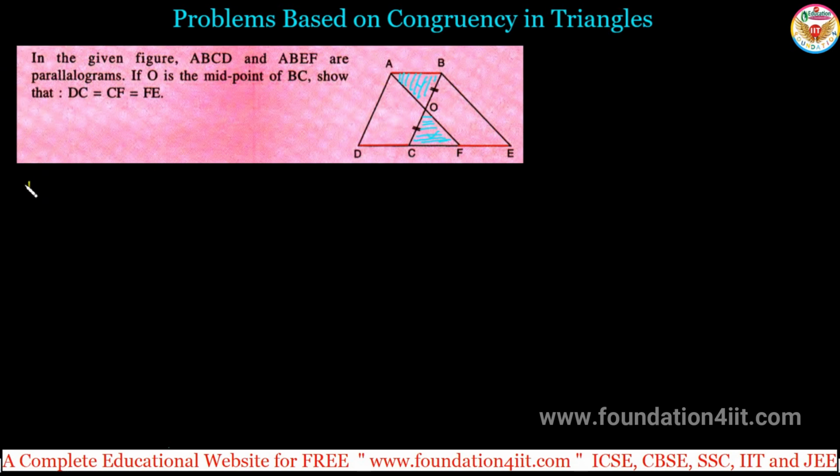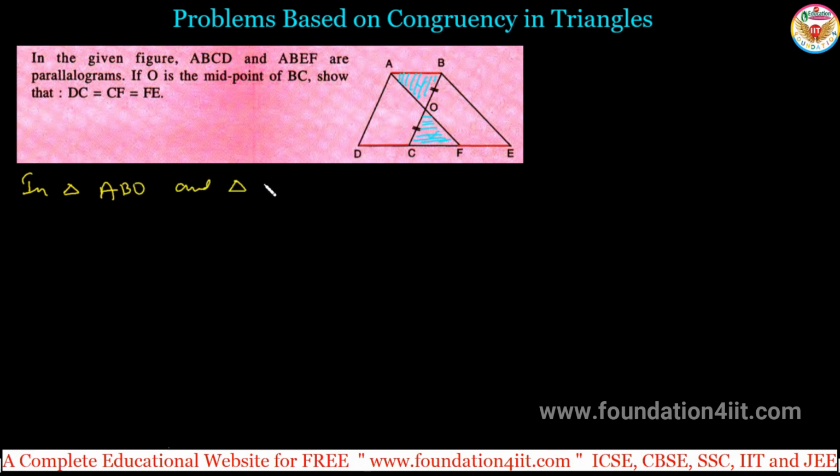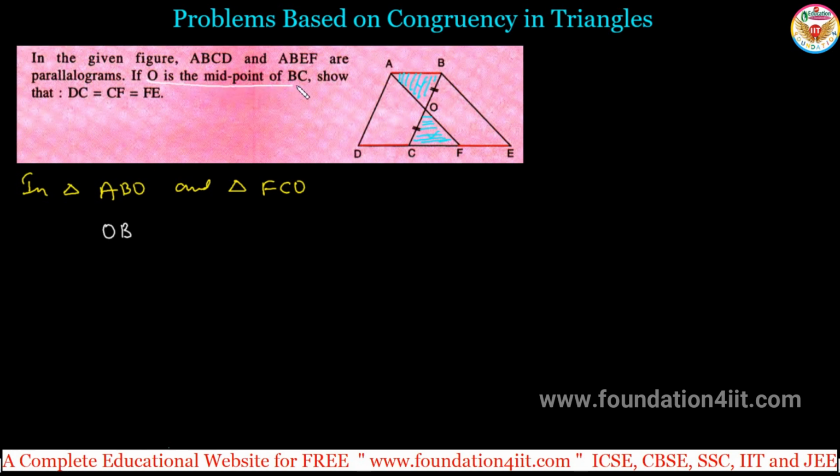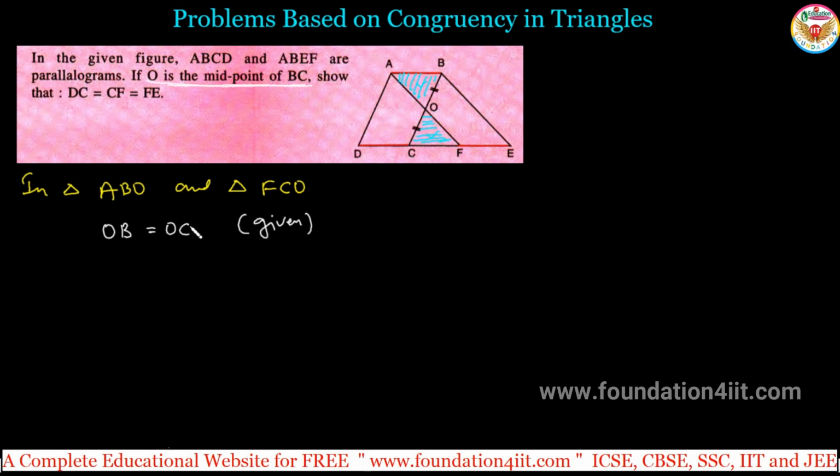So first let us take triangle ABO and triangle FCO. These two triangles you have to prove congruent. Using the congruency rules, any one of the properties can be applied to prove these two triangles are congruent. First, OB, because they mentioned O is the midpoint of BC. You should take the given data. O is the midpoint of BC, so OB is equal to OC. Okay, so this is the given.